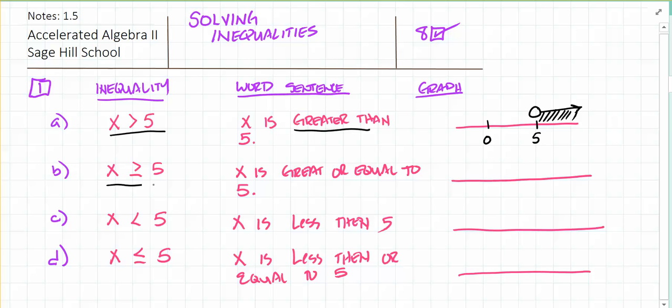How is that different from B? Greater than or equal to 5. Since it's greater than or equal to, obviously give me 0, give me a 5, give me a dot, color in the dot, and then go to the right, and all is well.